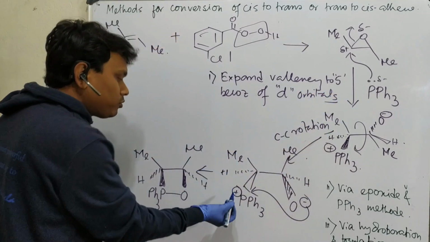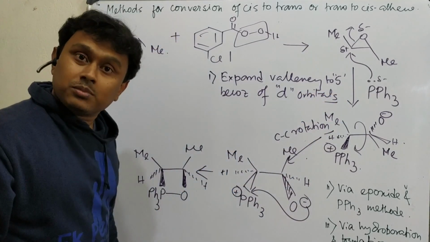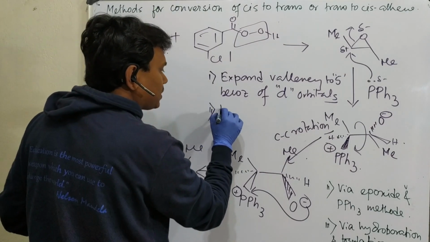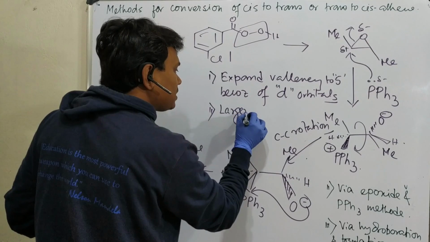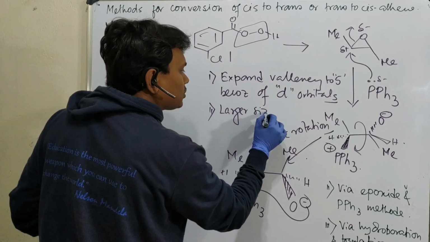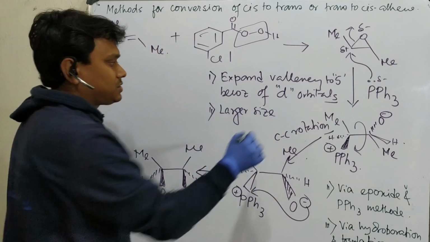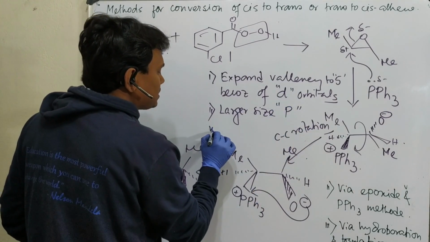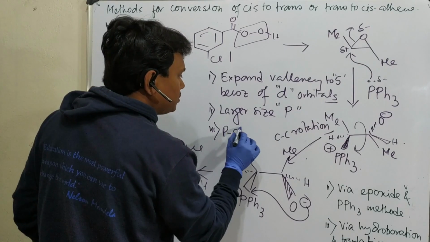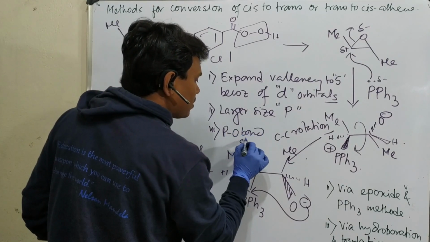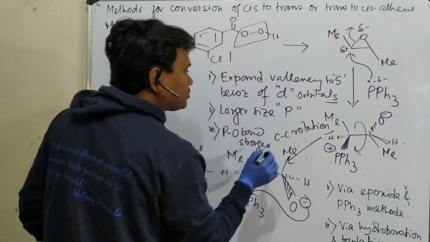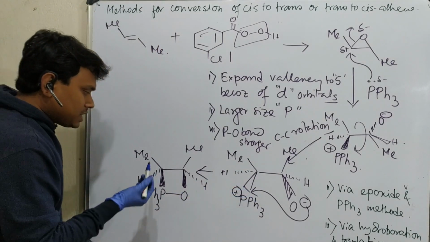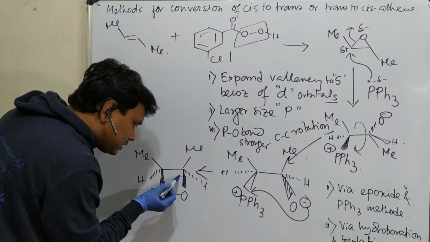Okay, and this is a 4-member ring. We know that a 4-member ring is in strain, but the larger size of phosphorus reduces the ring strain. Okay, and the third point, the phosphorus-oxygen bond is stronger, the P–O bond is stronger. So this is the reason that this ring can form, and when it forms there is a cleavage.